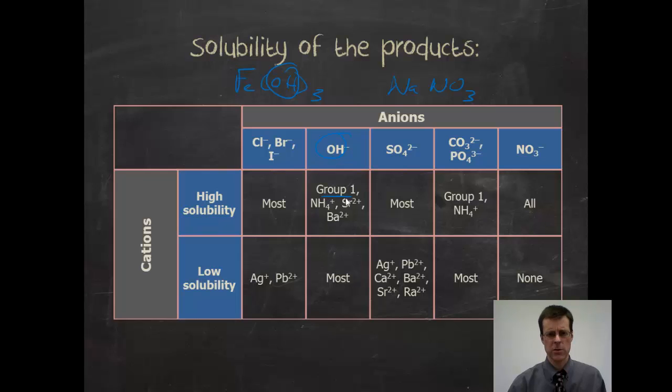Here's OH. Group 1 is okay. NH4, strontium, barium. Oh, iron must be in this list. So I'm going to say this one is low. NO3, here it is. Oh, this is nice. All compounds of NO3 are soluble. I don't even have to look anywhere. So this is going to be high.